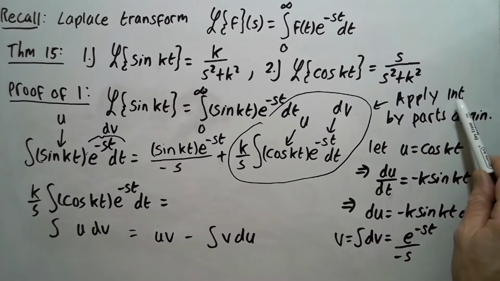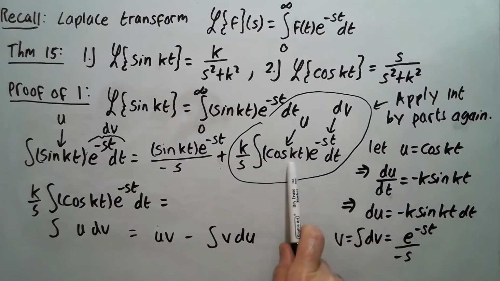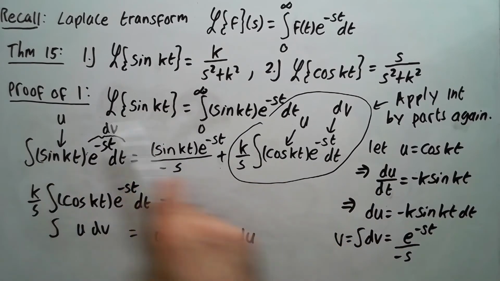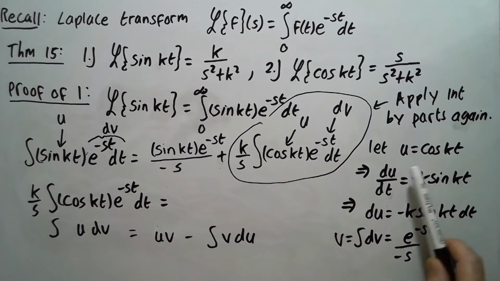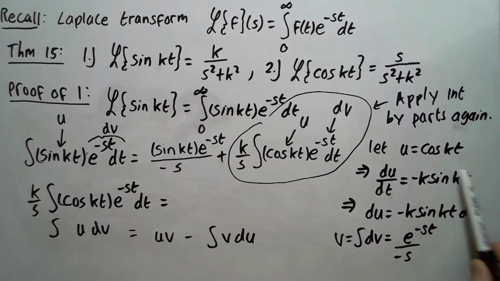Okay, so again we're applying integration by parts to this. So the u would be cosine kt, and dv would be the same as it was over here. I'm using u in both places here, I guess it's fine. So u is cosine kt, so du is the derivative of cosine, which is minus sine times the derivative of kt. So it's going to be minus k sine kt using the chain rule. So du would be minus k sine kt dt, and my v would be the same as in the first one, e to the minus st over minus s.